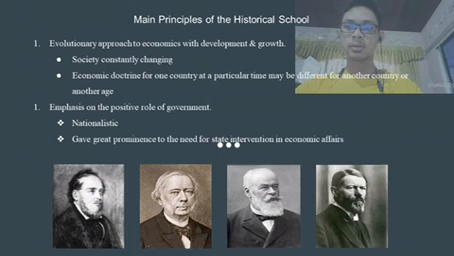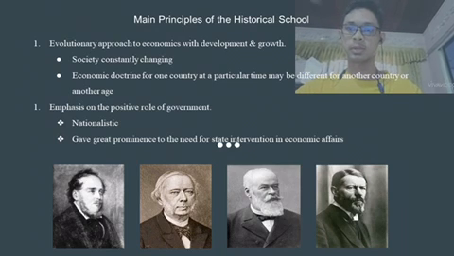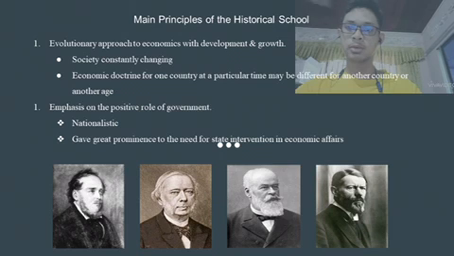I will explain the main principles of the German historical school. The first is the evolutionary approach to economics. Evolutionary here means the development and growth of a country and society, which constantly changes from time to time. Therefore, this school emphasizes that the economic doctrine for one country at a particular time may be different for another country or another age.